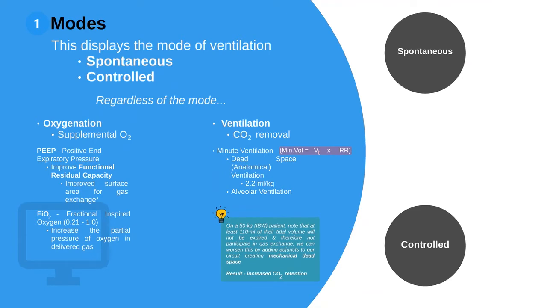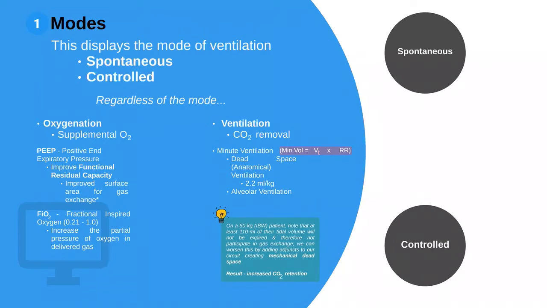So in taking a look at modes, what we see here is that this displays a mode of ventilation. Regardless of the mode of ventilation that you're in, keep in mind that when we put someone on a ventilator, what we're trying to achieve is oxygenation and ventilation. By that I mean supplemental oxygen and carbon dioxide removal. We achieve our supplemental oxygenation via PEEP and FiO2.